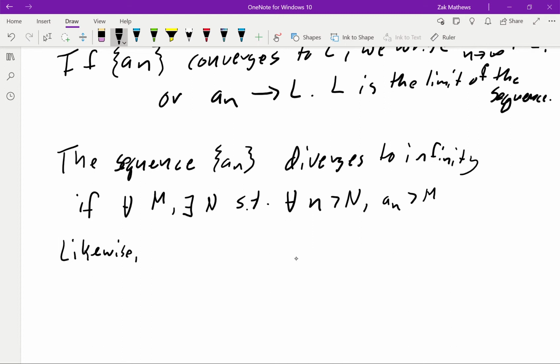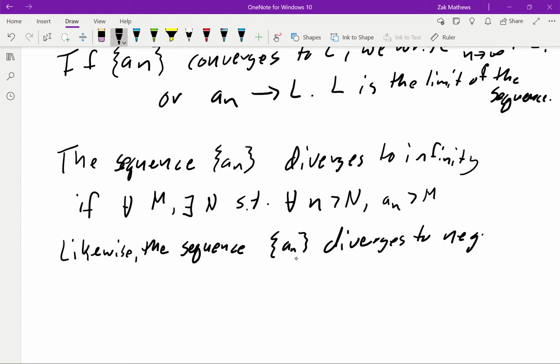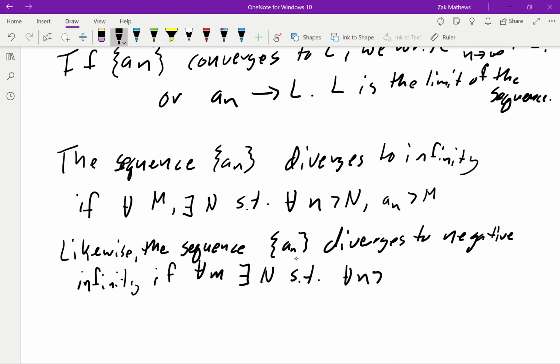Likewise, the sequence a sub n diverges to negative infinity if, for all, I'll call it little n this time, there exists a big N such that for all n greater than N, a_n is less than negative little n. And so it would be exactly the same as that second example, just looking at some negative values there. They're going down and down and down.